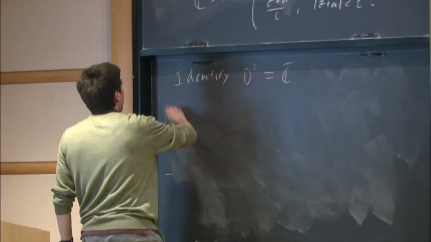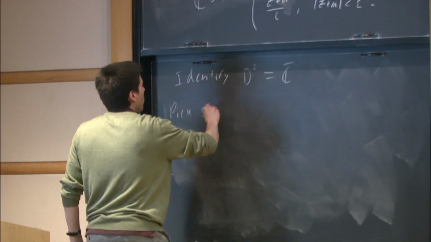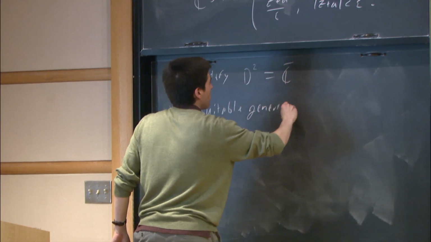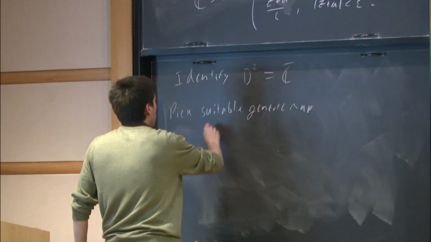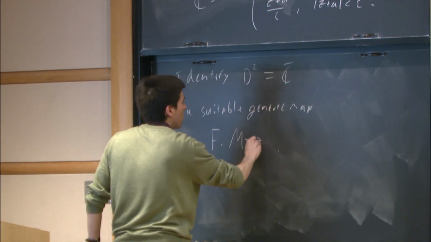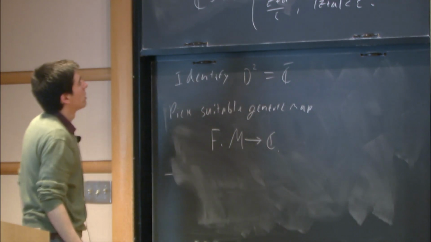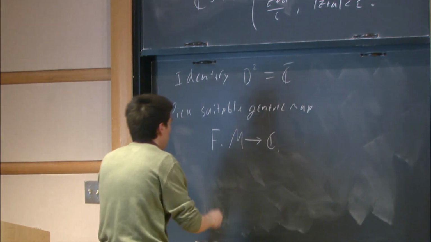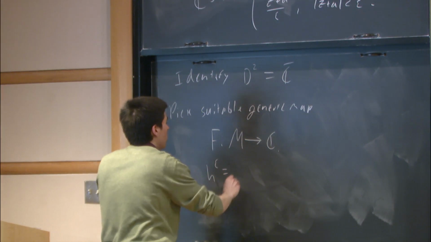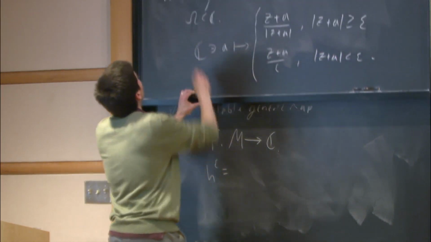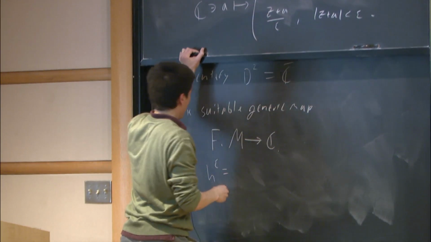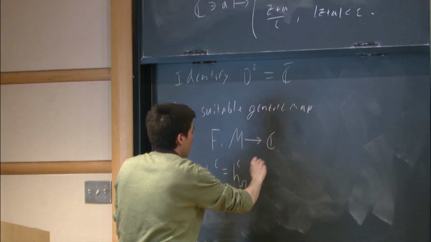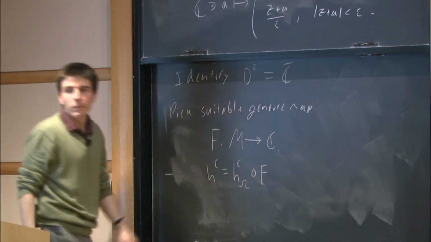And then just pick some suitable generic map from our given manifold of choice into C. OK, and then pick some domain containing its image and compose. So we take H epsilon to be, what do we call this guy? Let's call it H omega epsilon, to be H omega epsilon composed with F. OK?